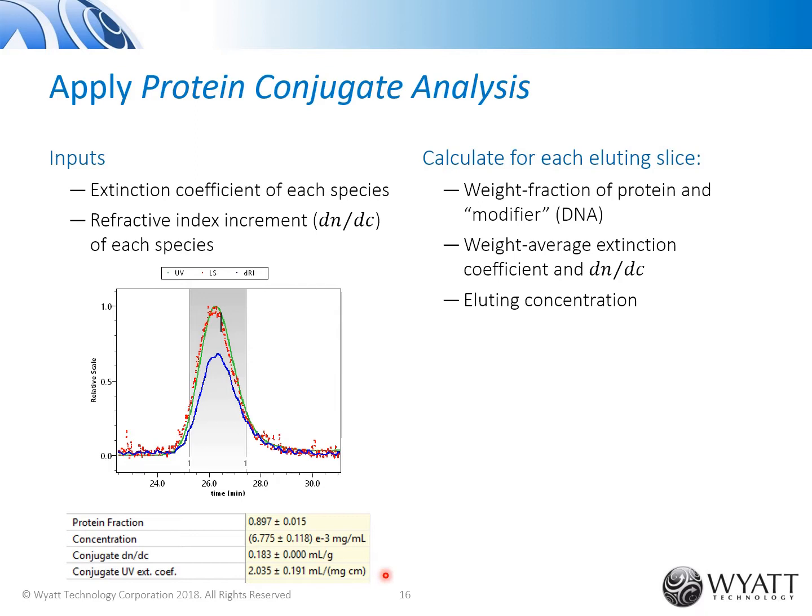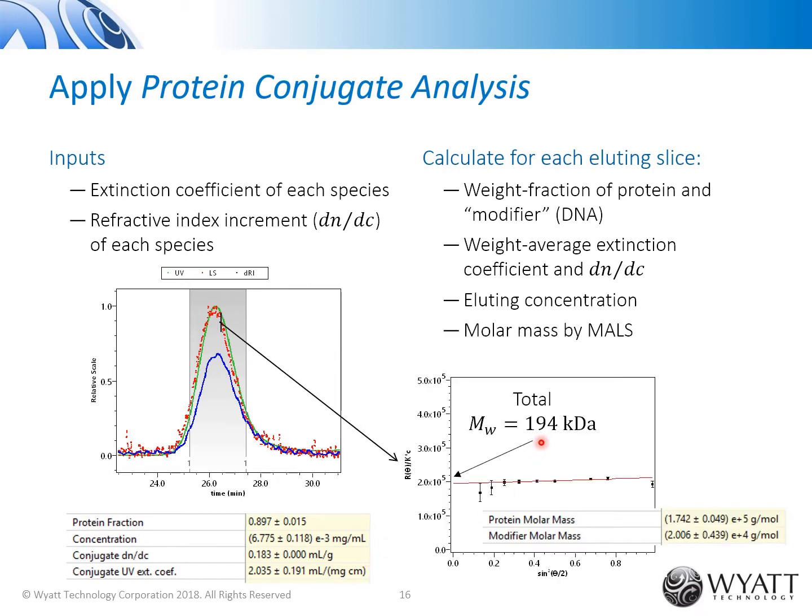Based on this information, we can get the total concentration at that slice. We can get the dn/dc for the entire complex and the extinction coefficient for that entire complex. We use this concentration and this dn/dc now to measure the molar mass. So here is that light scattering intensity as a function of scattering angle. The intercept is giving us the total molar mass at 194 kilodaltons. The protein part makes up 174 kilodaltons, and the DNA part makes up about 20 kilodaltons.